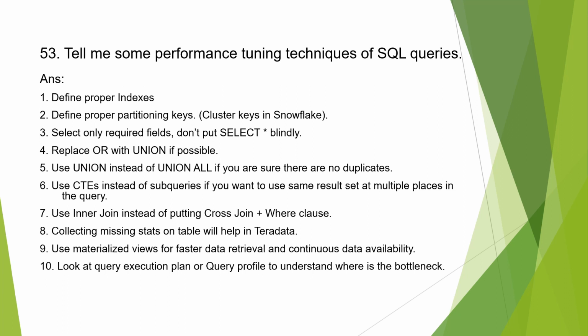And if you are doing cross join, that means all the records will be joined with all records of the other table. It's unnecessary, right? So instead we can use the required joins like inner join or left join or right outer join. So this is the best practice and it will improve the query performance a lot. And in Teradata especially, collecting the missing stats will help improve the performance.